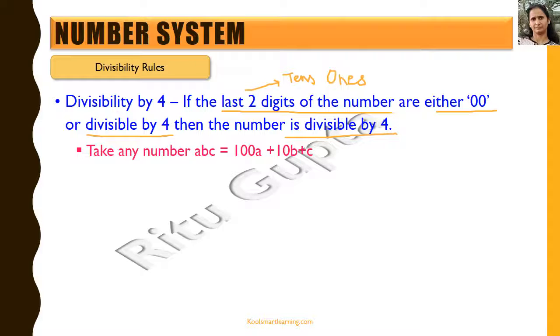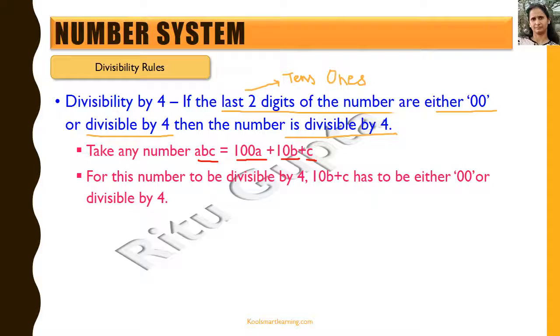So let's see how we derive this. If we take any number ABC and write it as 100A plus 10B plus C, we know that 100A is anyways divisible by 4 irrespective of the value of A. So now we focus on 10B plus C. For this number to be divisible by 4, 10B plus C has to be either 0, 0 or divisible by 4. So in any number, we are just concerned about these two digits B and C, the tens and the ones digit. If these two digits are either 0, 0 or divisible by 4, then the complete number will be divisible by 4.